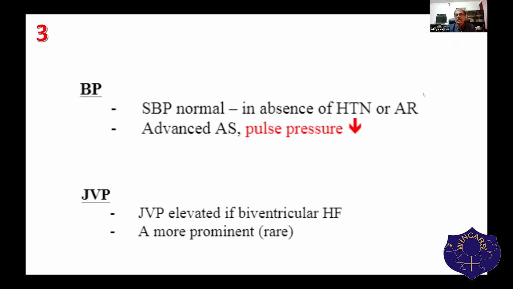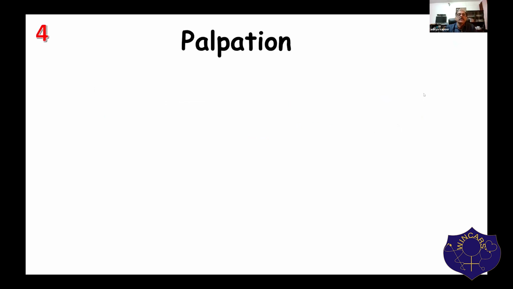JVP, not much. If the JVP is elevated, shows some A or V waves, then you go back and suspect mitral valve disease. JVP will not get elevated in pure aortic stenosis until and unless there is associated mitral valve disease or associated severe LV dysfunction.